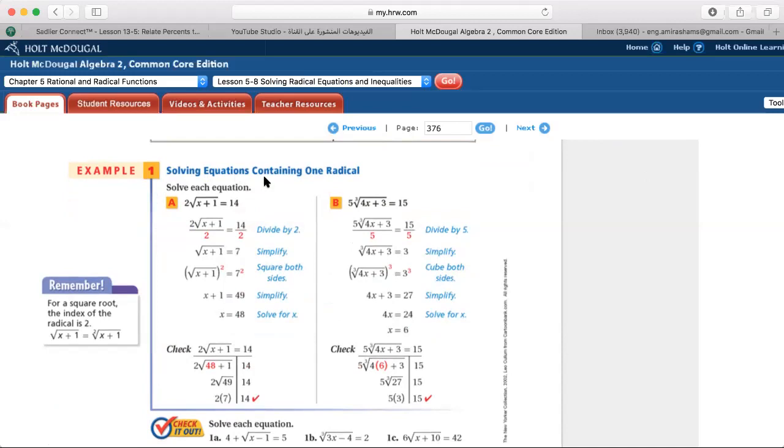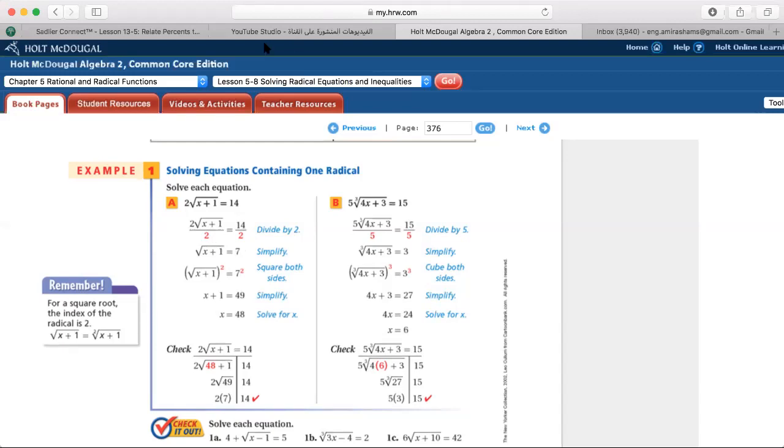Example 1, solve equations containing one radical. Solve each equation. Solve means I want to get the value of x. 2 multiplied by the square root of x plus 1 equals 14. So, step 1, isolate the radical. I want to get rid of this 2. It is multiplied by the radical, so I will divide both sides by 2. 14 over 2 is equal to 7, and the 2 will cancel the 2 here.